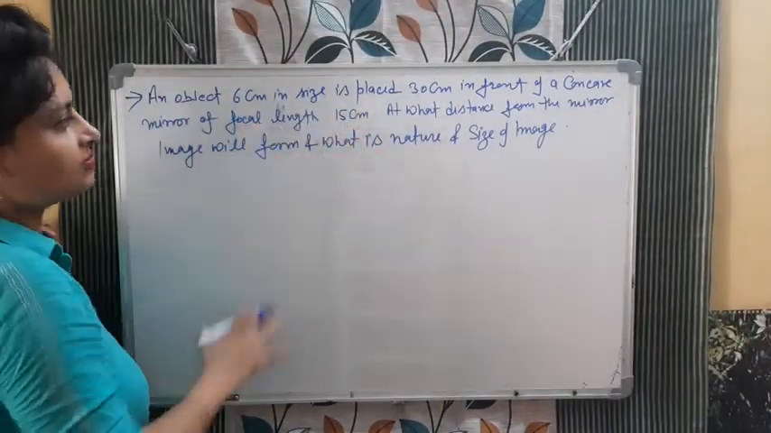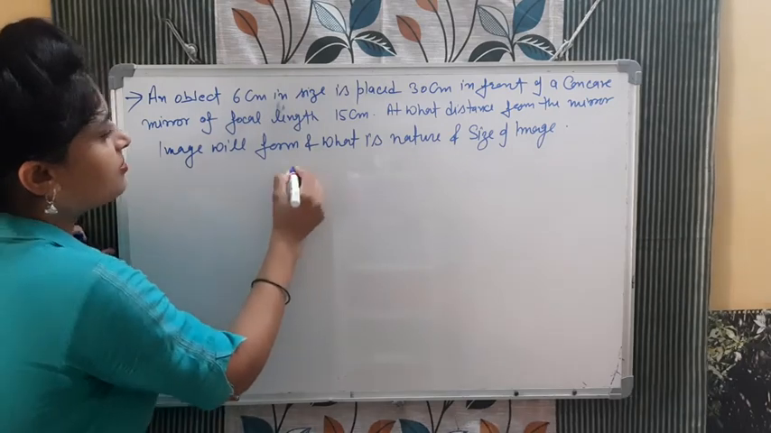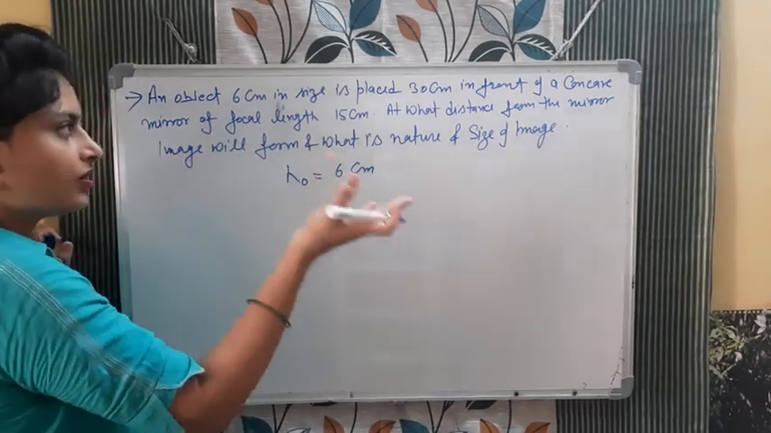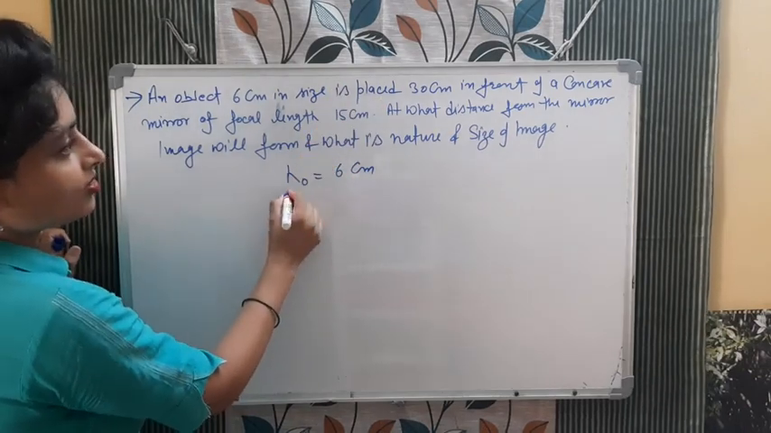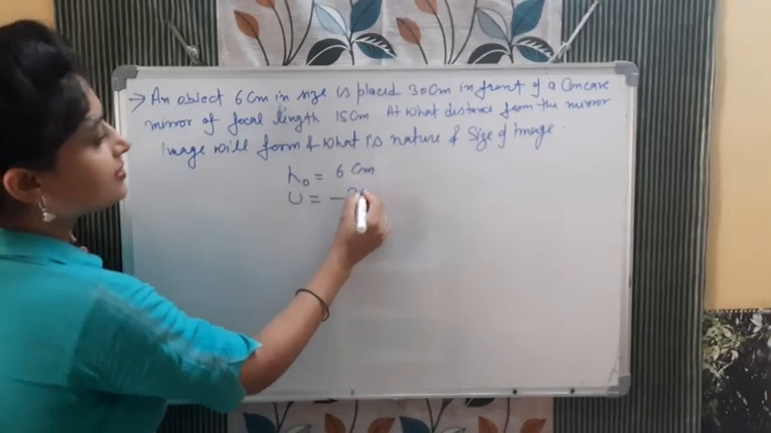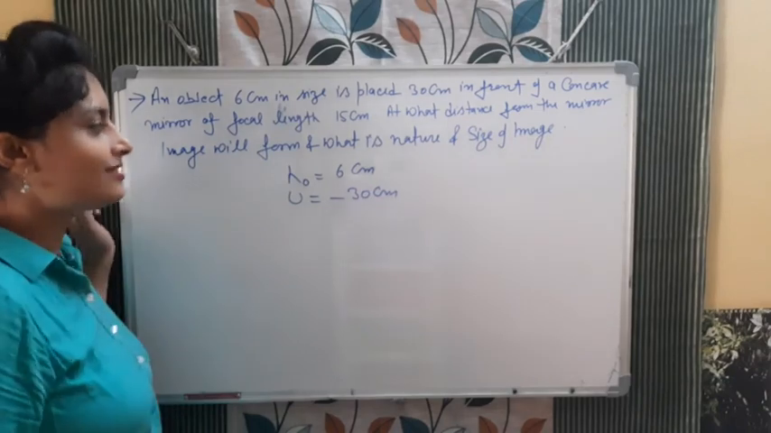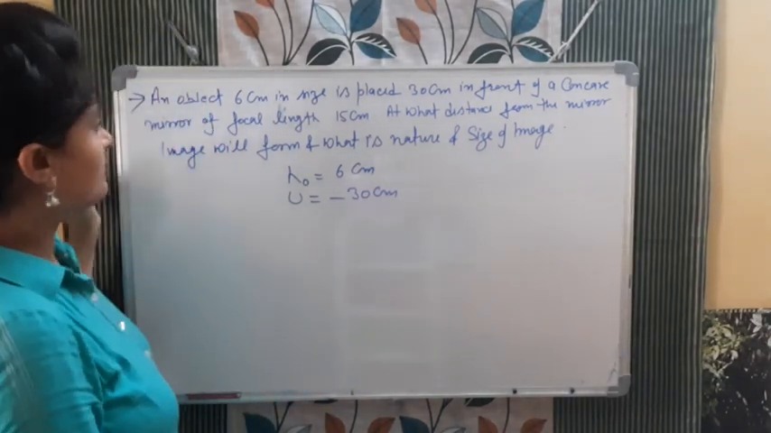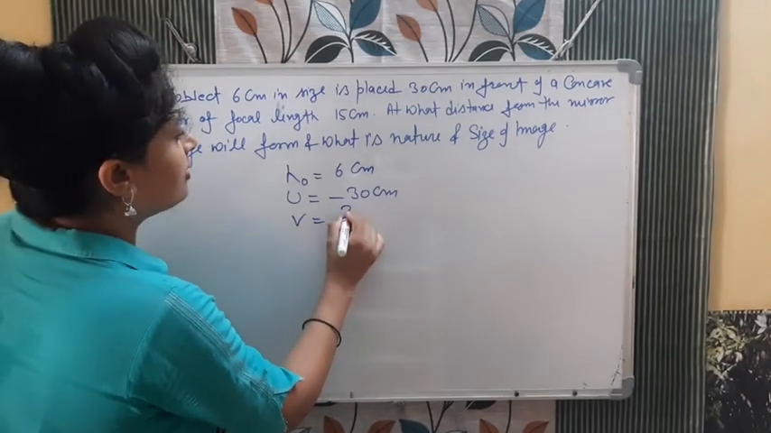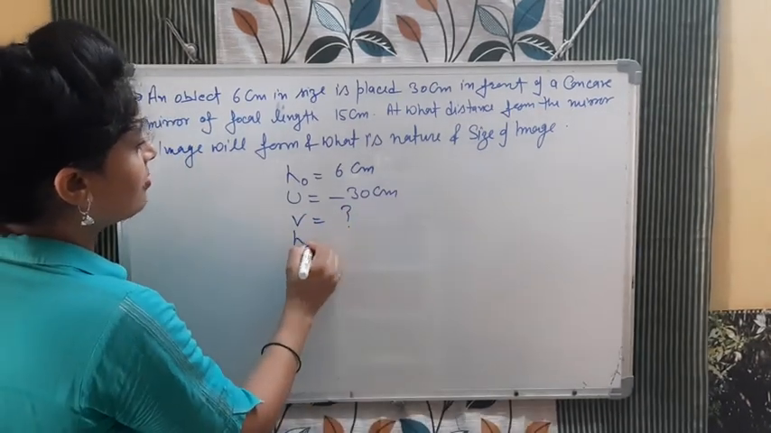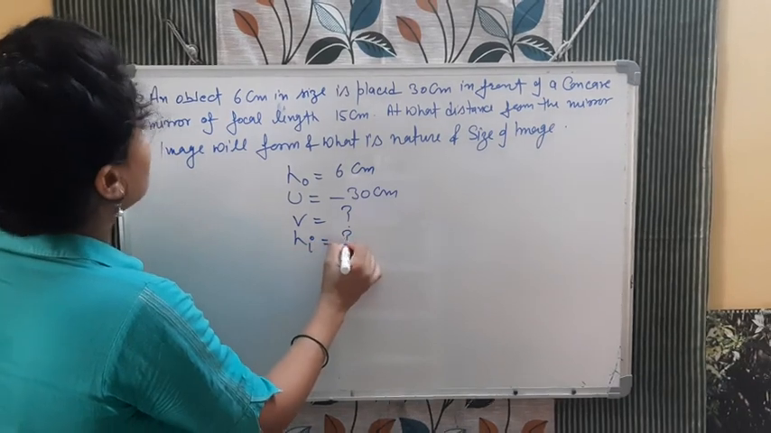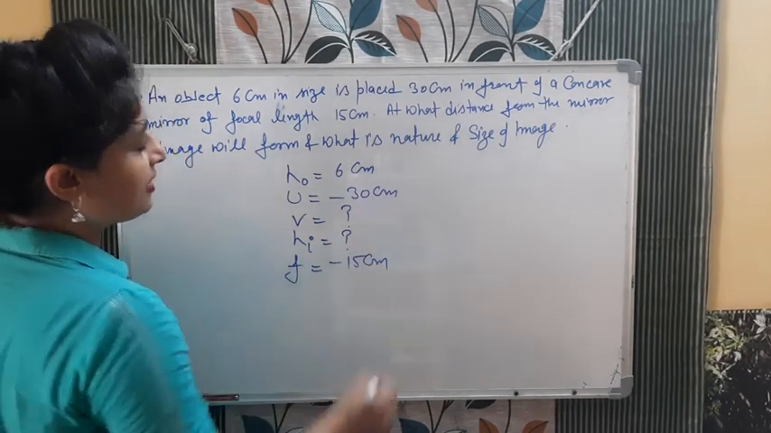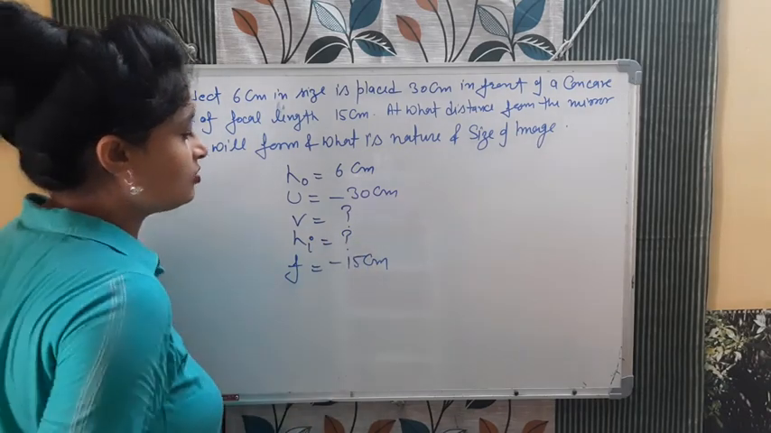Object 6 centimeter in size is placed. 6 centimeter means height of object is given. Okay. Then the 30 centimeter in front of a concave mirror. So minus 30 centimeter. Please don't see the solution, just do it by yourself and then check out the answer. What distance from the mirror is the image? We need to calculate V. Again we need to calculate height of the image and focal length. Concave mirror, so minus 15 centimeter.